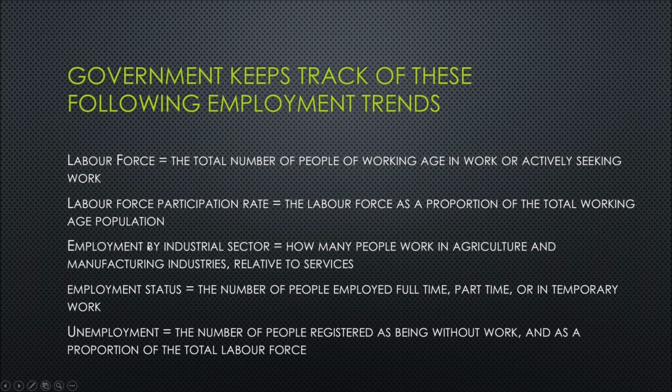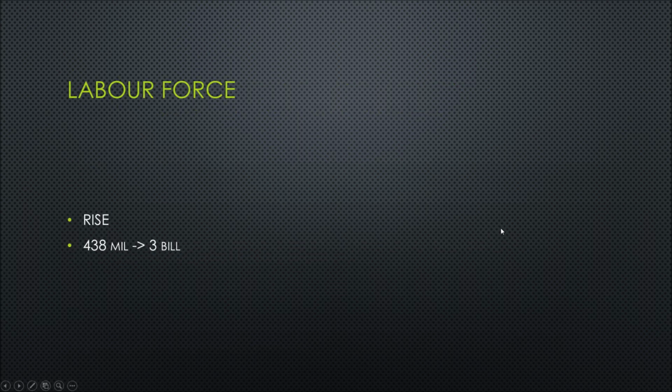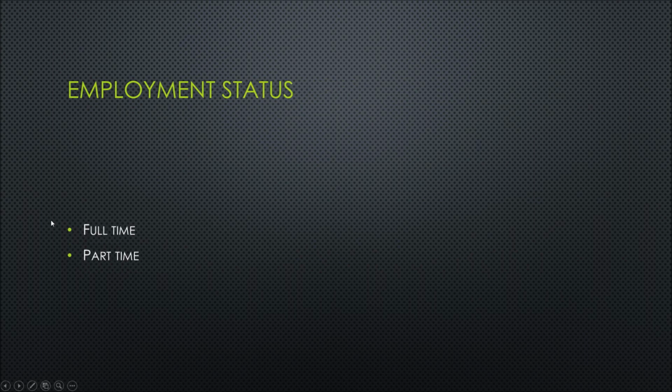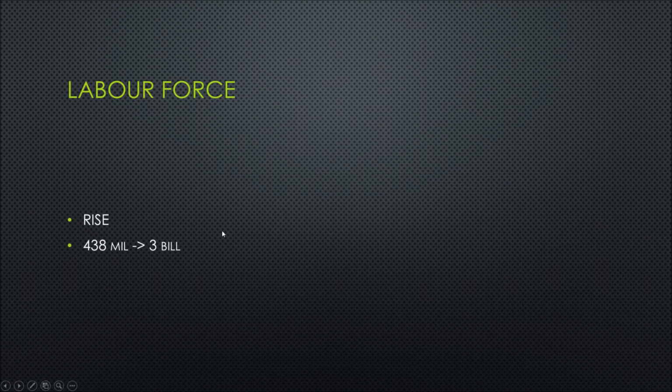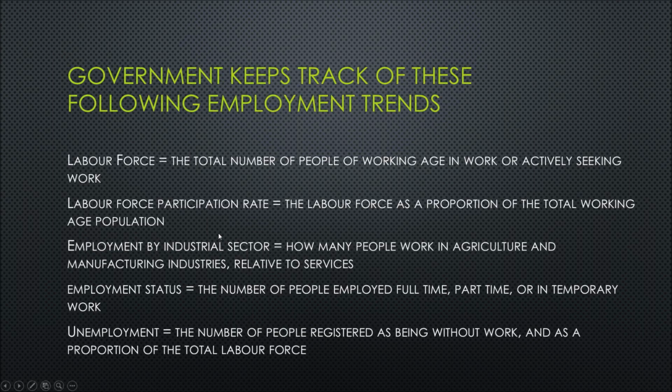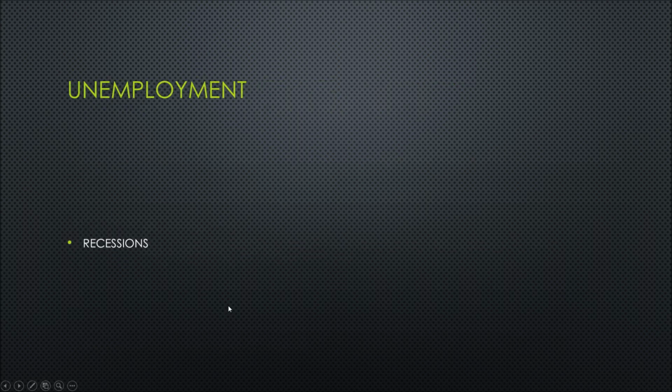The employment status: the number of people employed full-time, part-time, or in temporary work. Most of the people who are employed are full-time. However, part-time people have been rapidly growing. This is due to more flexibility for firms and individuals. So that's employment status. And finally, unemployment. This is defined as the number of people registered as being without work and as a proportion of the total labor force.